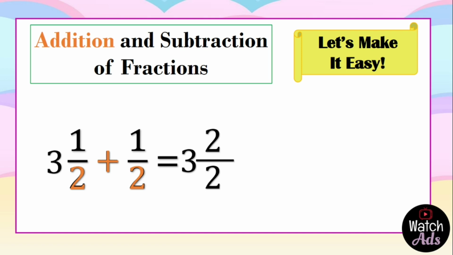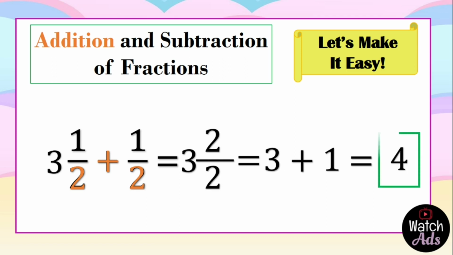2 halves is an improper fraction because an improper fraction is a fraction whose numerator is equal to or greater than the denominator. And in this case, 2 is equal to 2. Now we convert 2 halves into a whole number. 2 divided by 2 is equal to 1. Now we add it to the whole number. 3 plus 1. The final answer, 4.